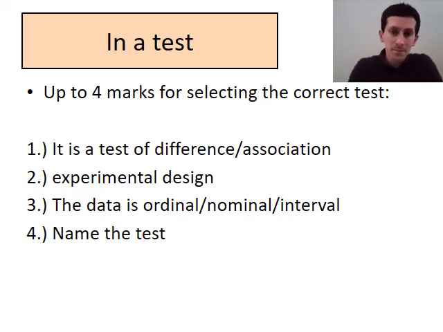So in a test, you might get 4 marks for selecting the correct test. And you'd be expected to write this up in a set way. So, mention firstly, is it a test of difference or is it a test of association? So is it an experiment or is it a correlation? You would just say, it is a test of difference. It's a test of association. That will get you 1 mark. Next, you mention the experimental design. It was conducted using repeated measures. 3rd mark, you mention what the data was. The data from the experiment was ordinal, nominal, interval, whichever one it was. Finally, name the test you've selected.